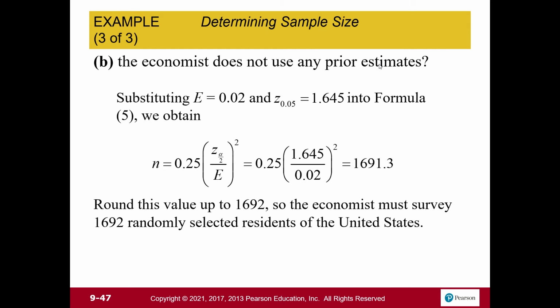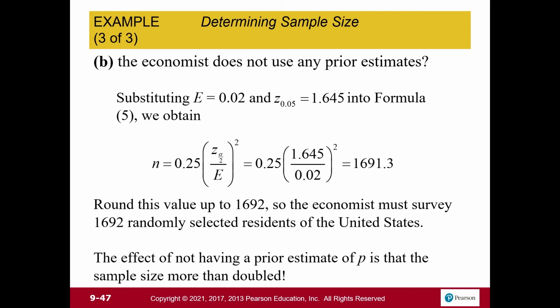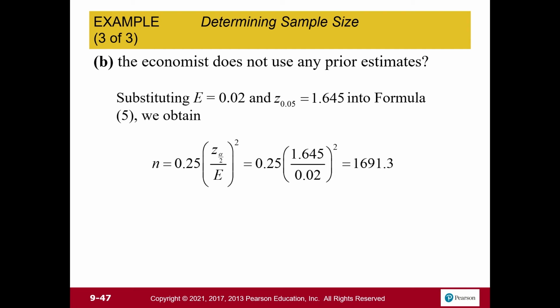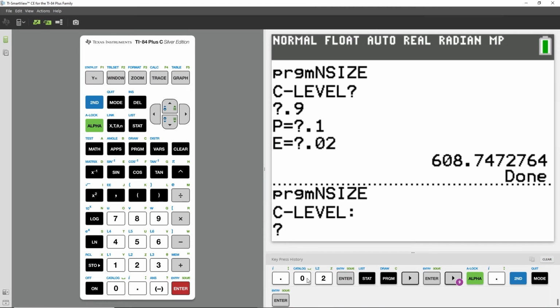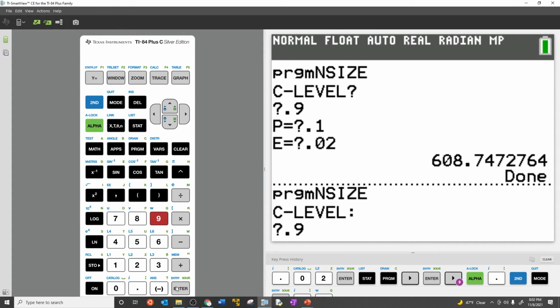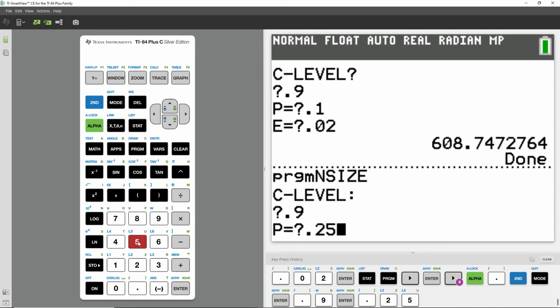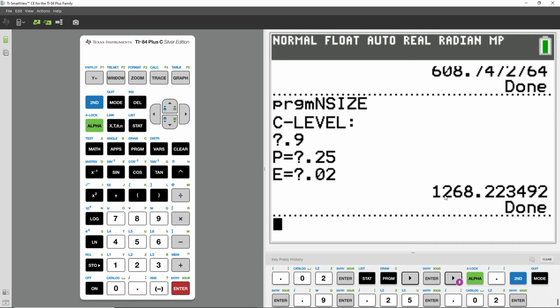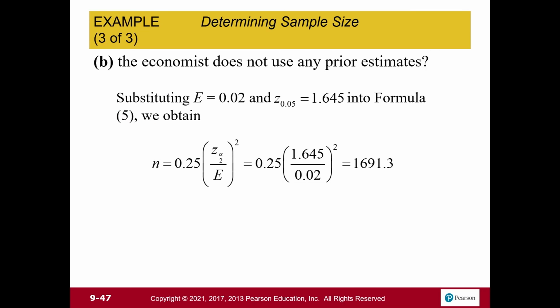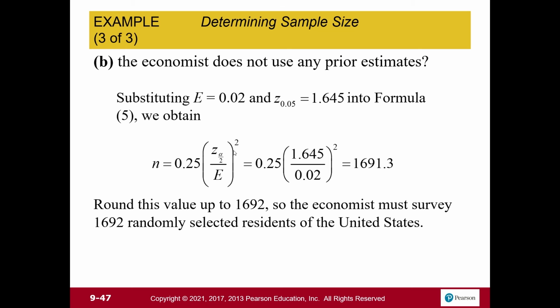All right. For part B, we don't know what p hat is, so we have to put in 0.25, and that's what we'll do here. So let's do the same program, but we just don't know what it is. Same confidence level, but P we don't know what it is. And then E we're going to put in as 0.02 again. And what we got is you need to survey 1,269 people. That is the minimum that you would have to survey. And that's how it works.